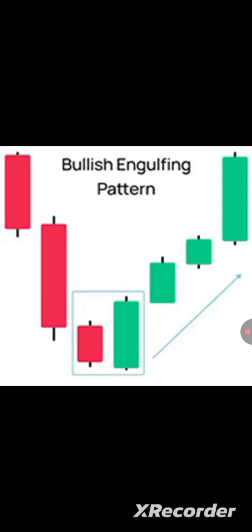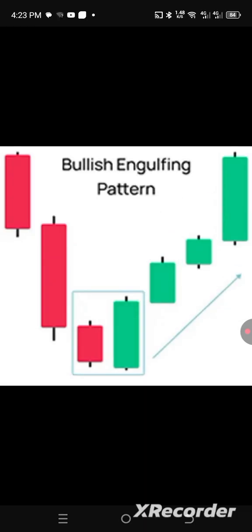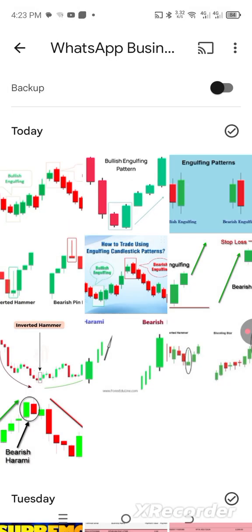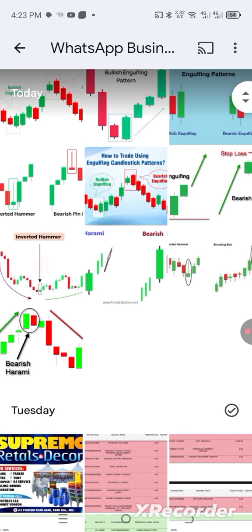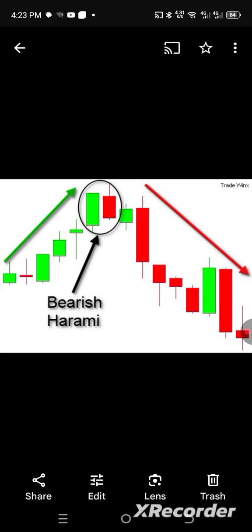I'm going to show us the second pattern that I want us to master. Another pattern is the harami. Harami is something close to what I have just shown. This is a bearish harami pattern, meaning the market was going up. It went up, even as this bar is as big as this. Now you saw a red bar.